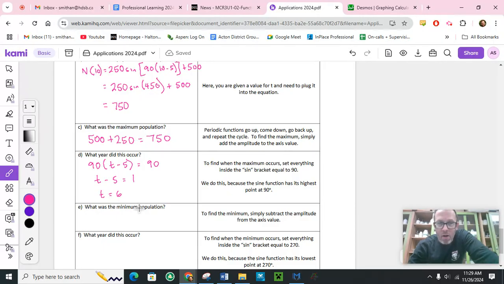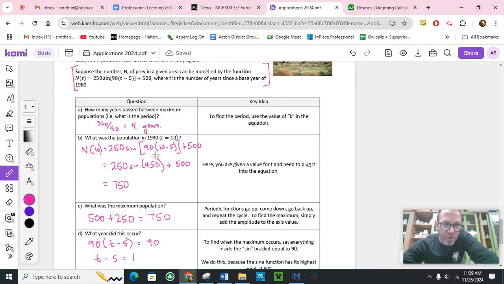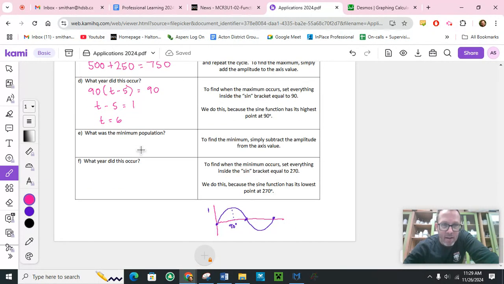What year is this? Well, 6 years after the year 1980 would be 1986. Now, of course, we found the period is 4, so this also occurred in 1982 and 1990, but hopefully you get the idea. And we can do the same thing for the minimum population. We take the axis, which was 500, and we subtract the amplitude. The lowest this population gets is 250.